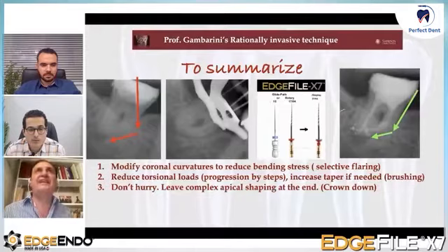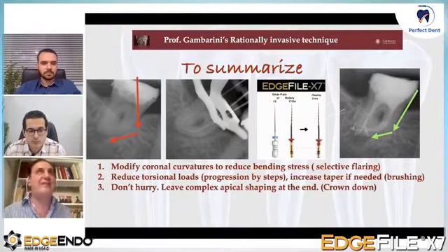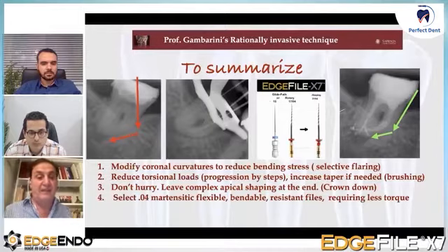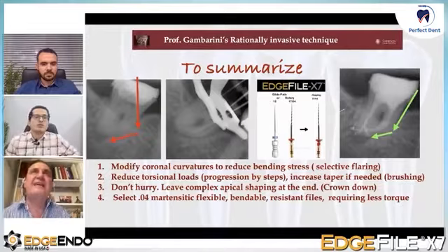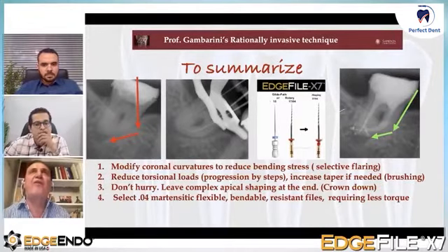I have to take it as it is. I can play a little bit with the motion, with the motors or whatsoever, but still the curvature will be there. And obviously, what I'm doing, I'm selecting the Martensitic 04, flexible, bendable, resistant file, reducing less torque. I didn't put the slide here because I put last time the slide about going from an 04 to an 06 preparation by using two instruments.